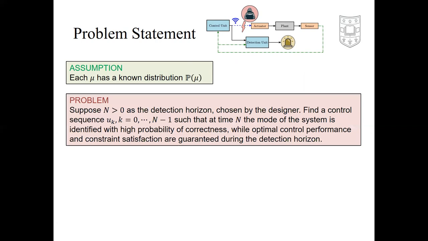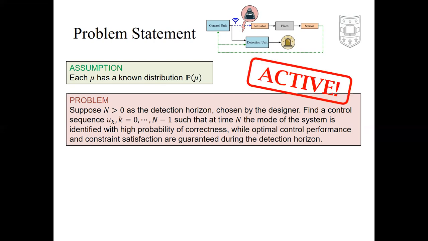So this is the problem that we want to study in this paper. Suppose a detection horizon with length n, n is a design parameter. We want to compute the control sequence at the beginning of the detection horizon, such that at the end of the detection horizon, we can identify the actual mode of the system with a high probability of correctness, while during the detection horizon, the control performance and the constraints are satisfied.